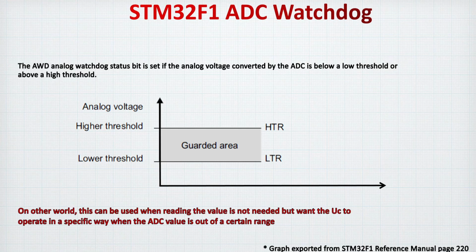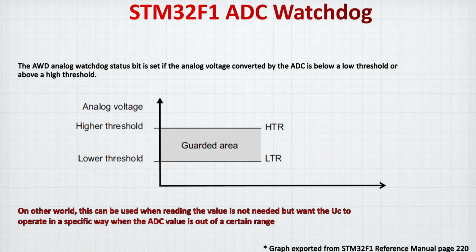So in other words, this can be used when reading the value is not really needed, but we would like the microcontroller to operate in a specific way where the ADC value is out of a certain range. It means we don't even need to get the value, we just look if we have a signal and we are out of the area, and this is really useful if we really don't need it, and that's less operation to manage.